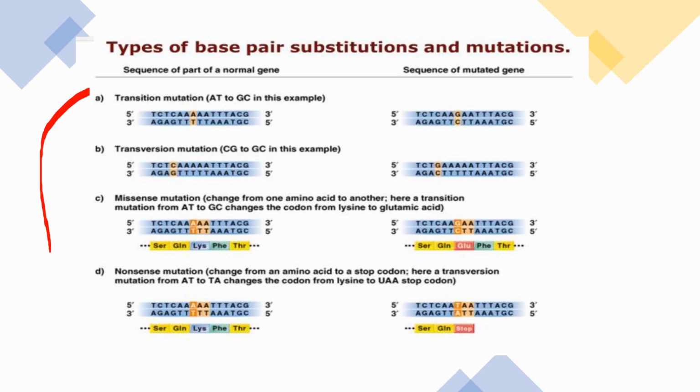So here is a summary of all the mutations which we have studied till now. Transition mutation, in which AT is changed to GC. Next is transversion, in which this CG is converted to GC. Then is missense mutation, in which amino acid is changed. Like here we can see, instead of lysine, glutamic acid is formed. Now the fourth one is nonsense mutation, in which a stop codon, here we can see a stop codon is formed and the protein chain is shortened.